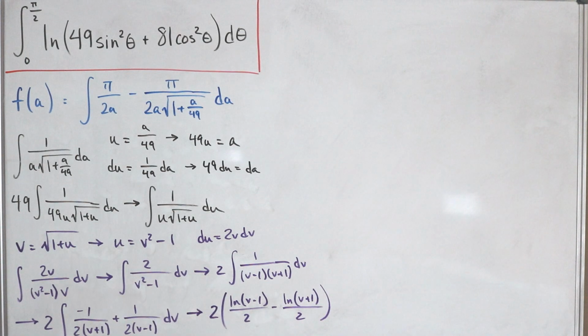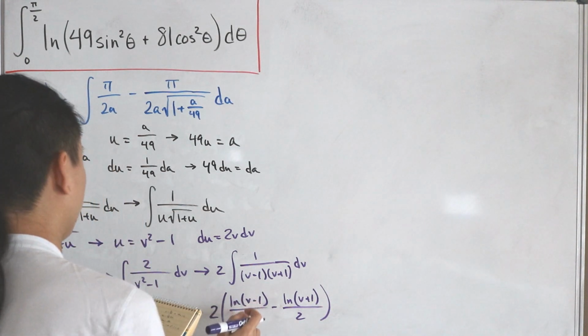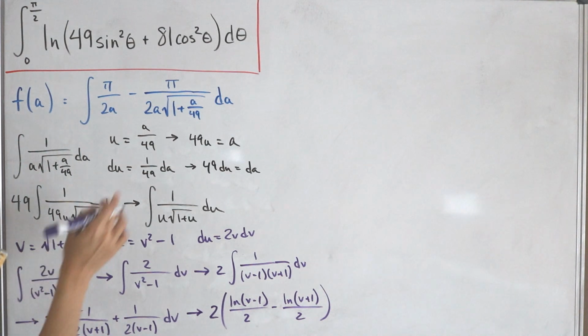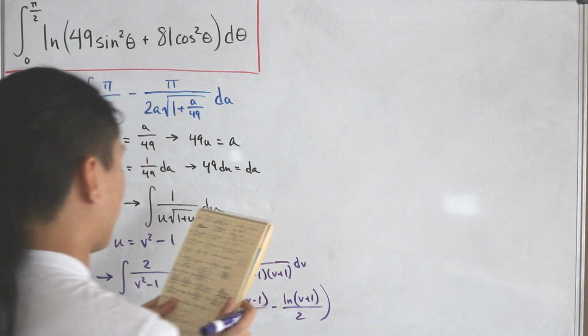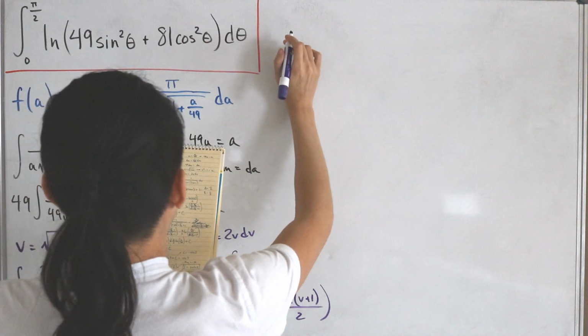And so I'll just factor out the 2's. The 2's cancel, and what's left is we have to substitute back in our value for v. So v, we set this equal to the square root of 1 plus u. We set that u is equal to a divided by 49. So we put this back in. So now the easiest to calculate now is that this is going to be the following.